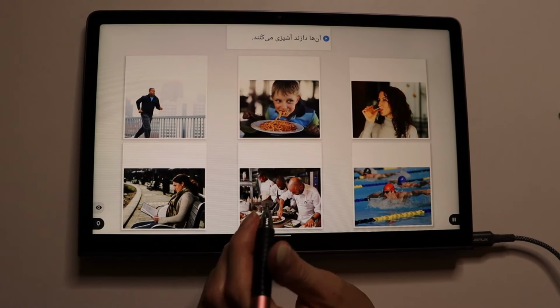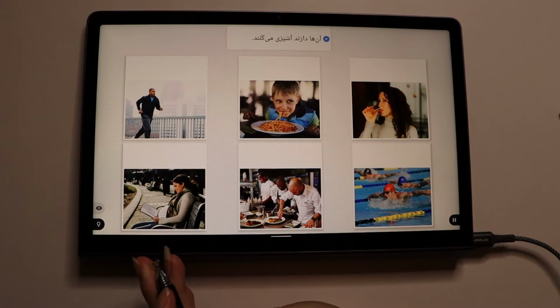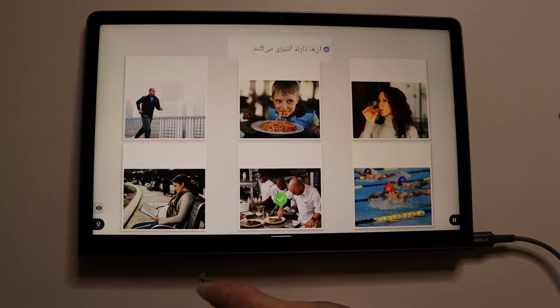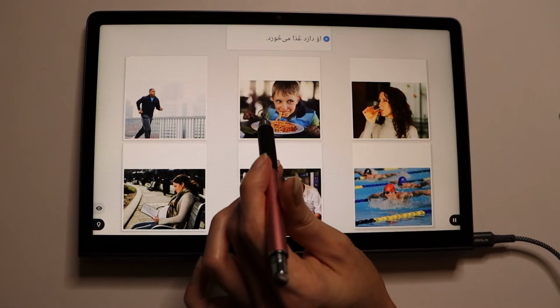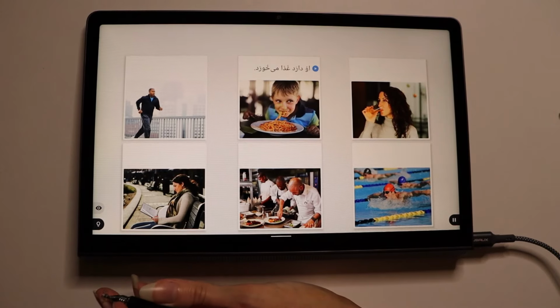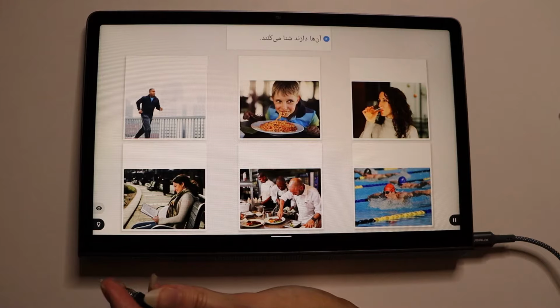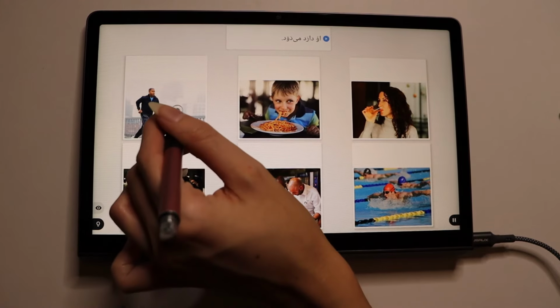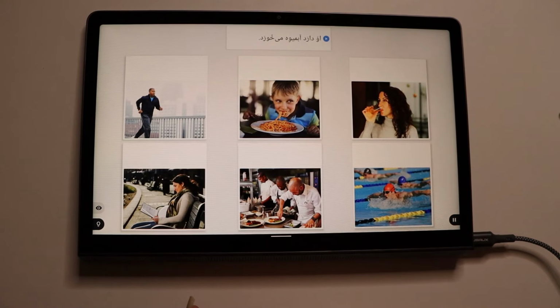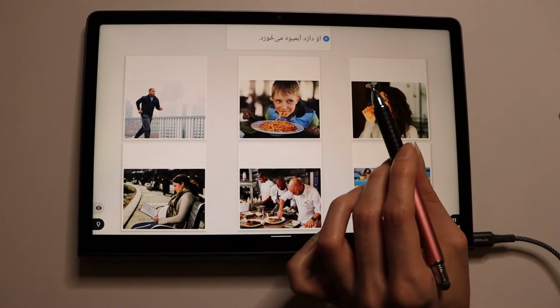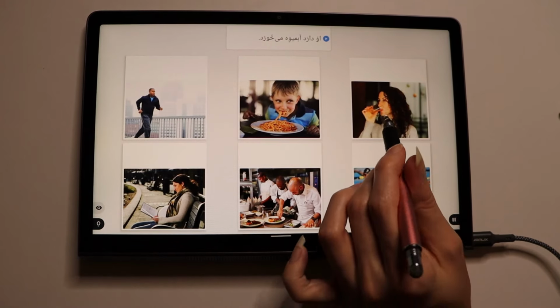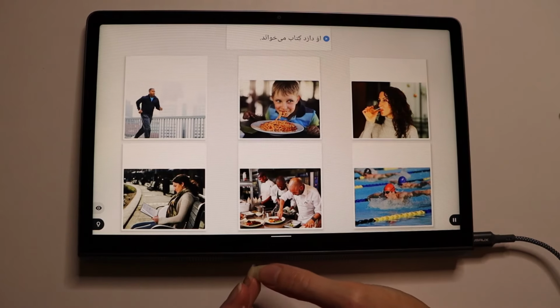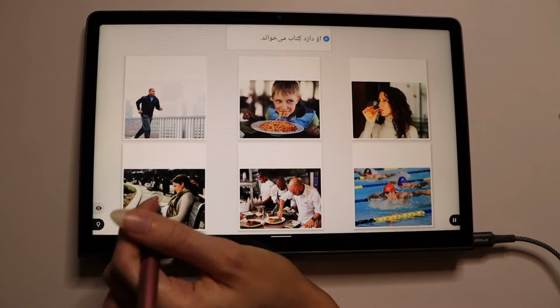آنها دارند آشپزی می کنند. They cook. او دارد غذا می خوند. One person eats. آنها دارند شنا می کنند. They swim. او دارد می دود. Someone runs. او دارد آب میوه میخورد. Someone drinks. No. Someone drinks. او دارد کتاب میخواند. Someone reads.